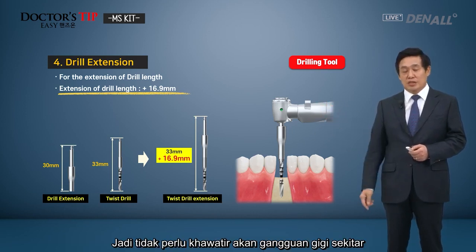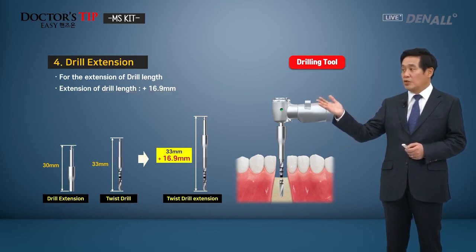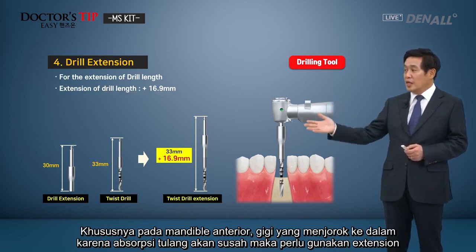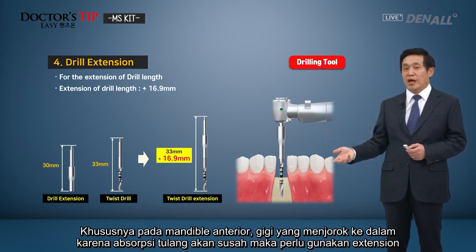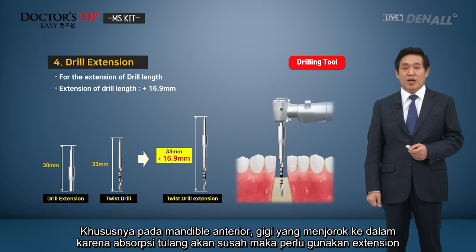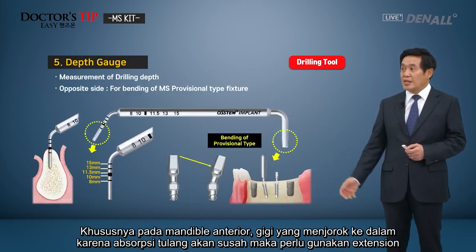This means in almost all cases, there will be no interference from adjacent teeth, especially on the mandibular anterior side. The extruded teeth have a lot of bone resorption. There could be more interference. So if you use a drill extension in such cases, drilling will become easier.